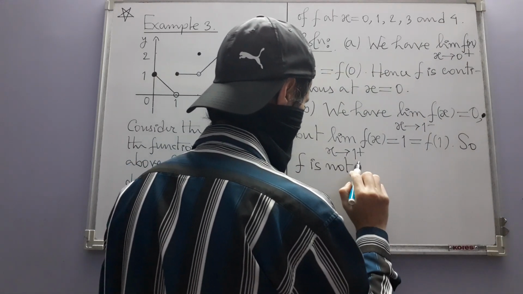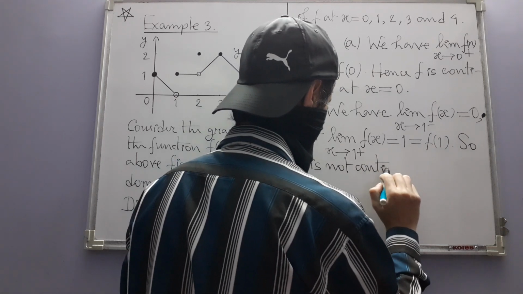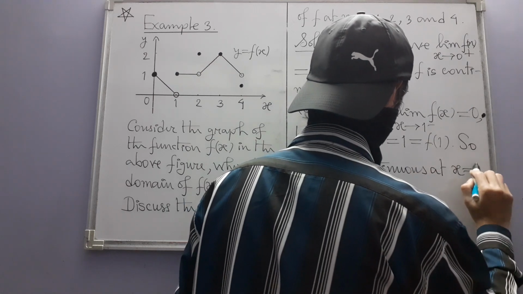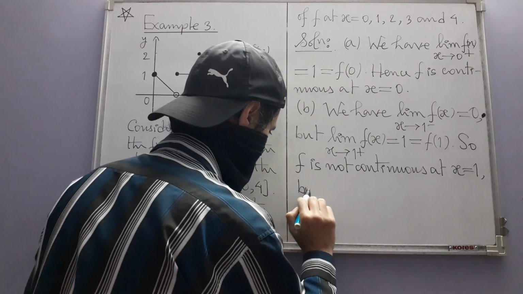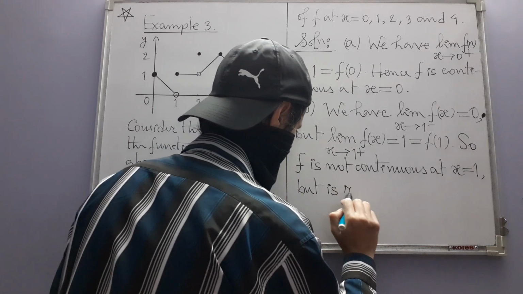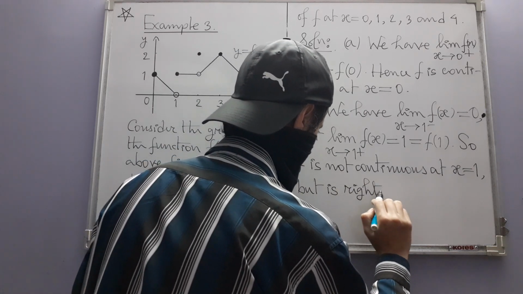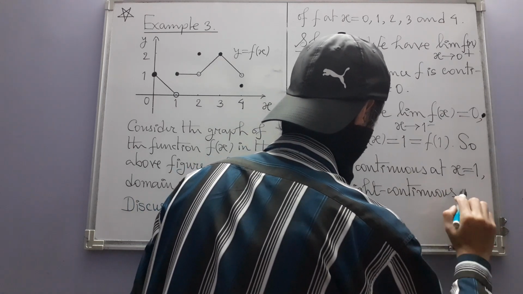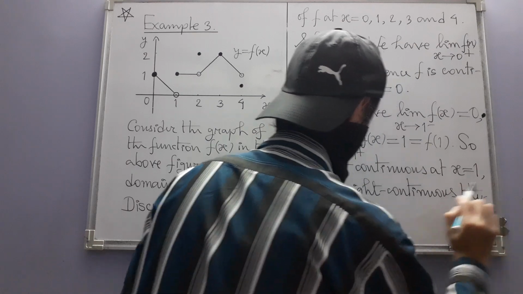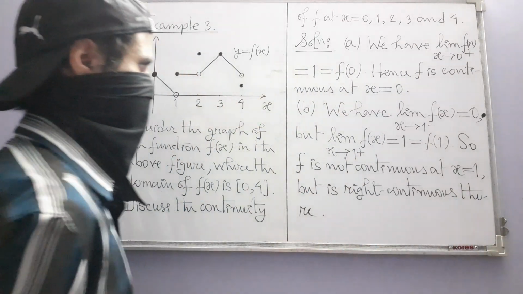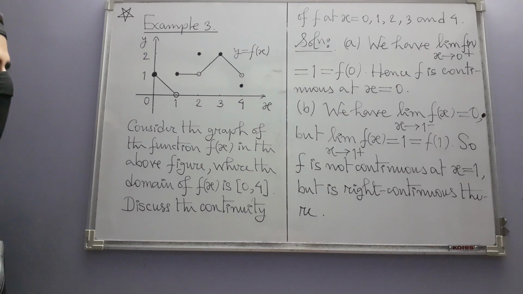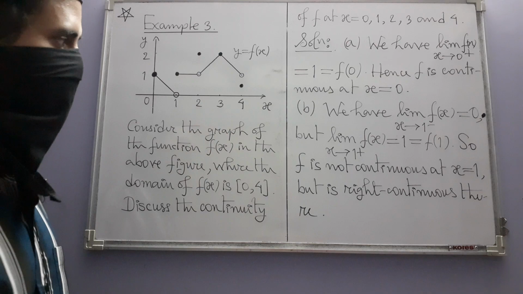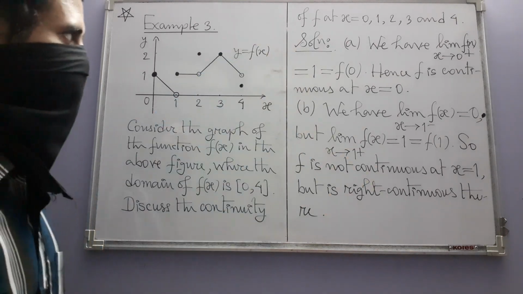F is not continuous at x equal to 1, but is right continuous there. Okay. Now the next point is 2. Because we need the graph, so let's do it here itself.